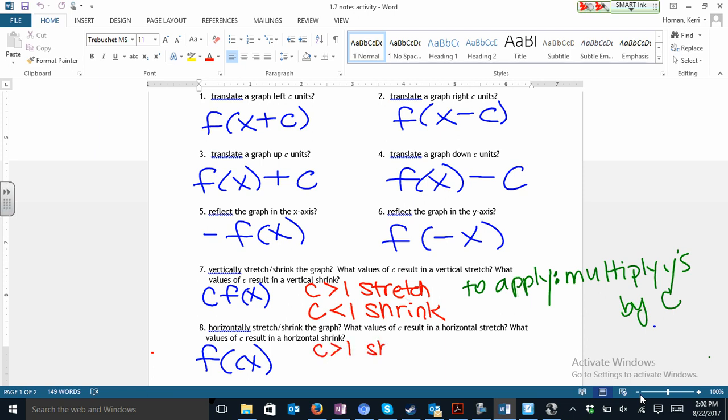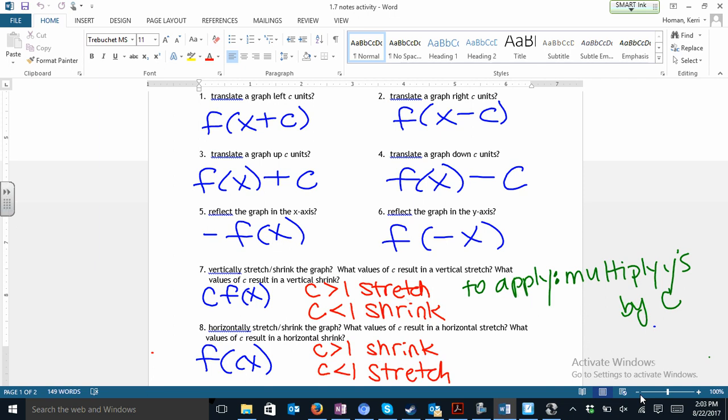These rules get switched around. C greater than 1 is a shrink. C less than 1 will be a stretch. If you think about it, if we are stretching something vertically, then it looks like it's being shrunk horizontally, for the most part. If we think of a parabola or an absolute value, if we're stretching it vertically, it's getting shrunk horizontally. So those rules have to be backwards.